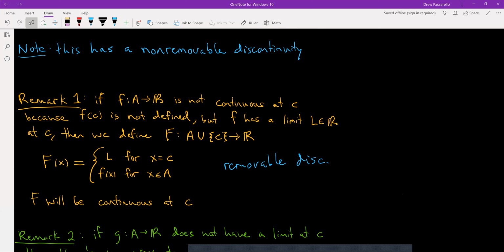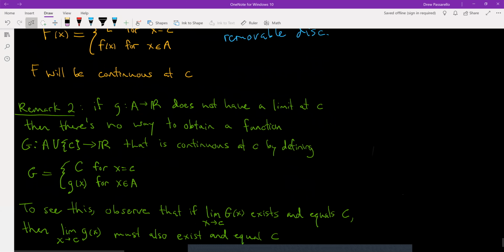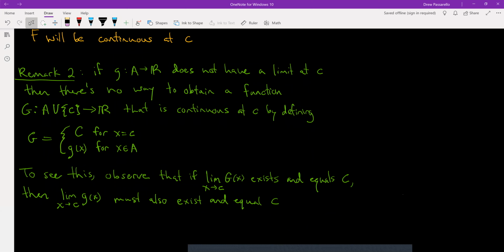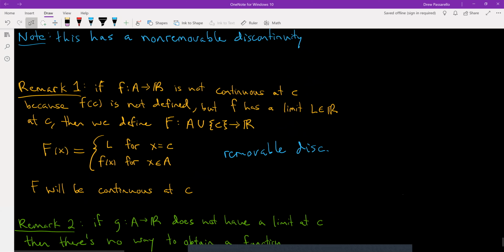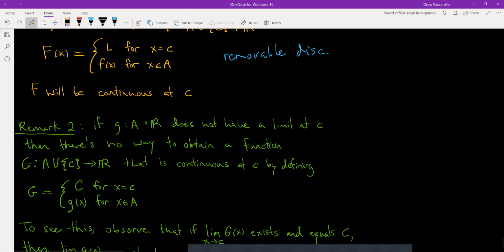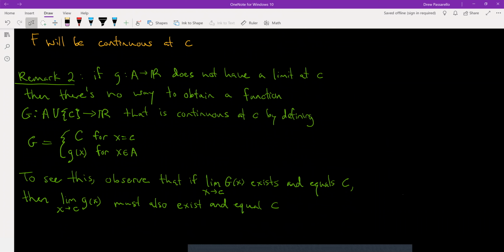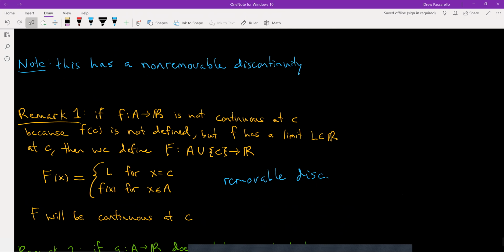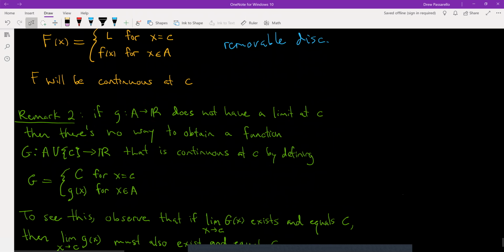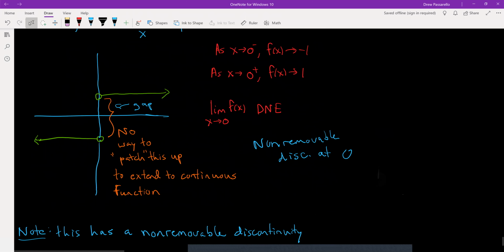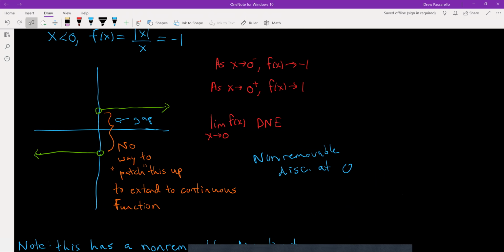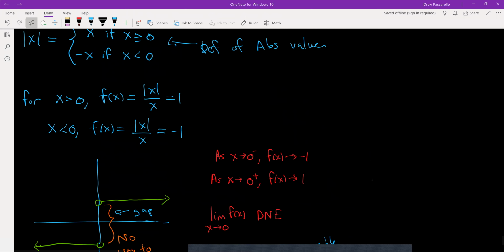Now the second remark is that if we had a function g that doesn't have a limit at c, then there's no way to obtain a continuous function, capital G, in the same fashion that we did for this capital F. So there's no way to obtain a continuous function by using the same thought process as for remark 1. And that was like where we had this one, where we had a limit not existing at 0.